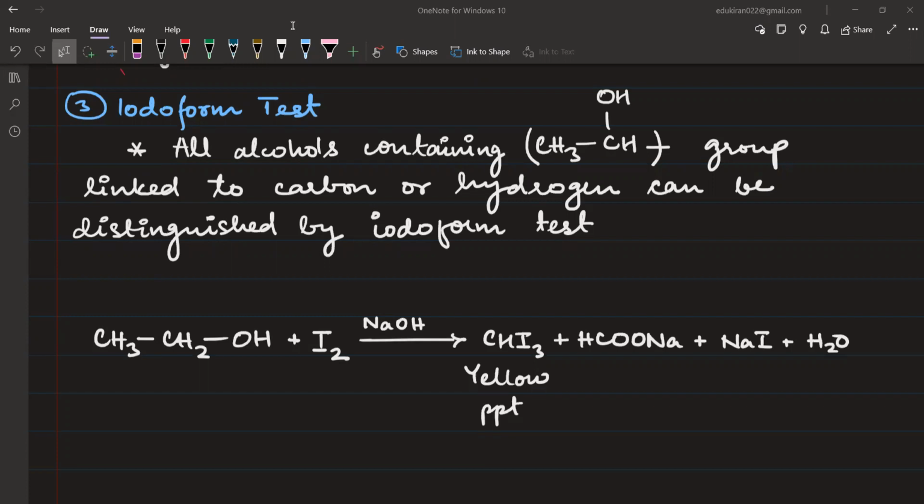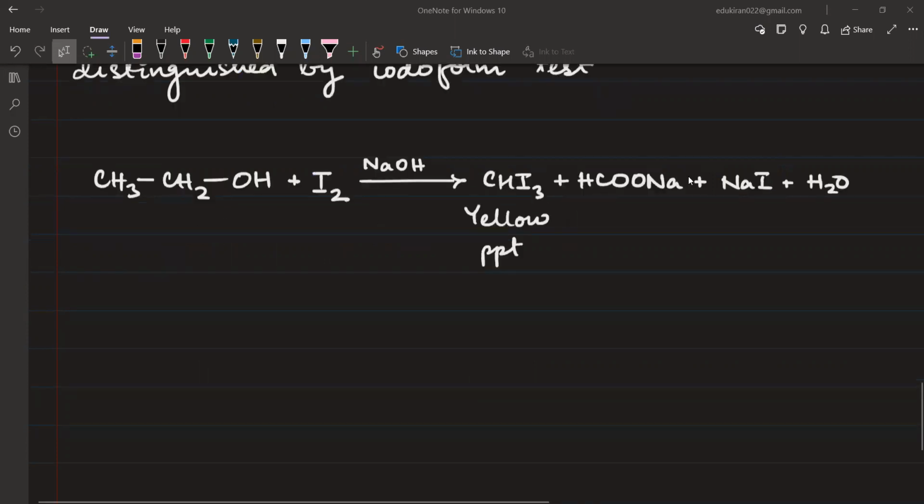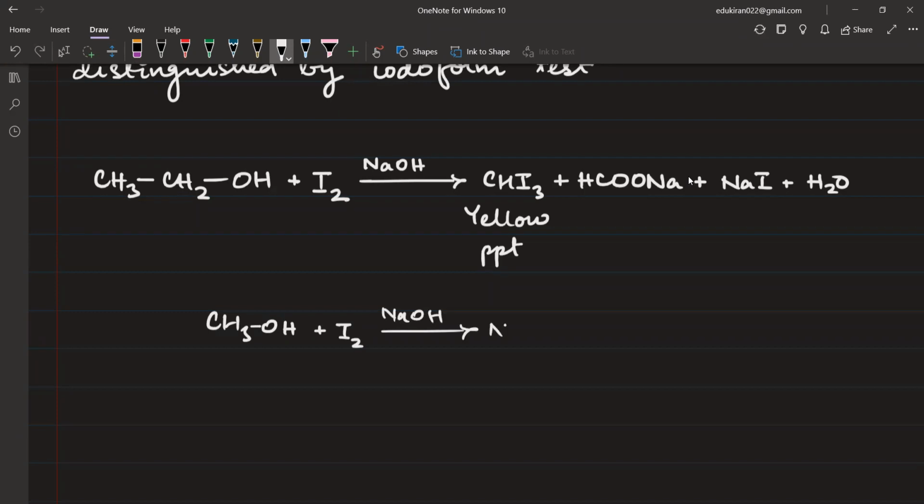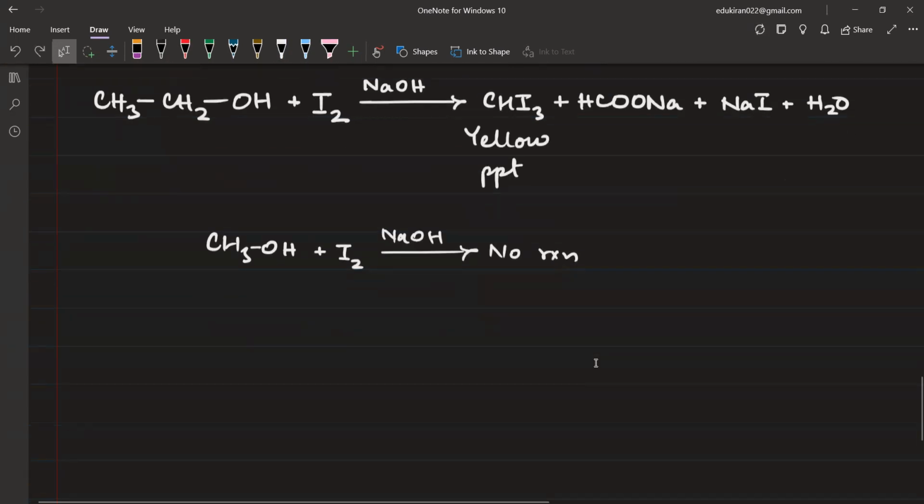Okay, so I hope you guys are done. So for example, if I have methanol for that matter, in the presence of NaOH, this is going to give me no reaction, right? Because this carbon atom which is connected to OH is not connected to any CH3 group.